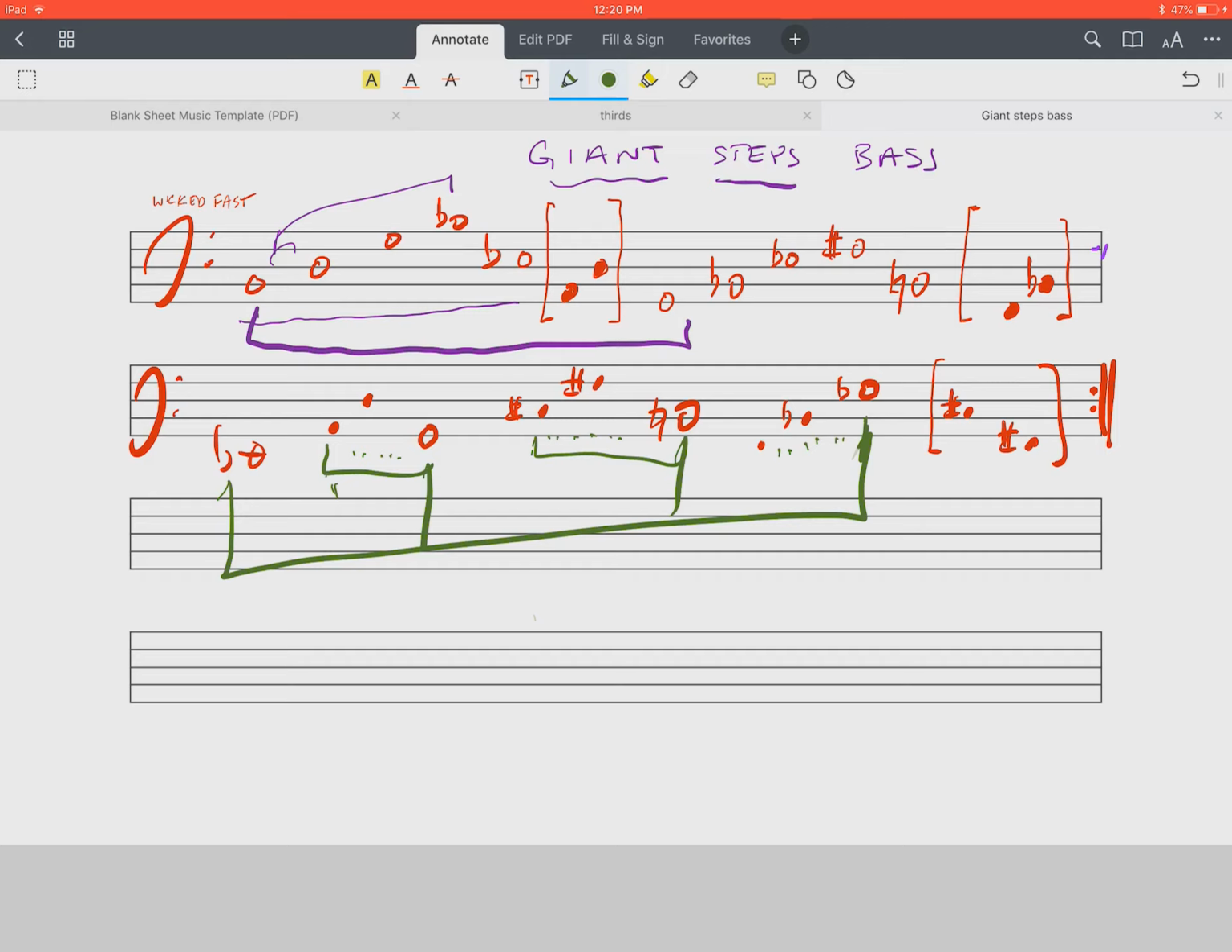Ready? La la la la. 2-5. Here's another third relation. Here's a 2-5. Here's the augmented triad. La la, la, turn around, etcetera, and there it goes.